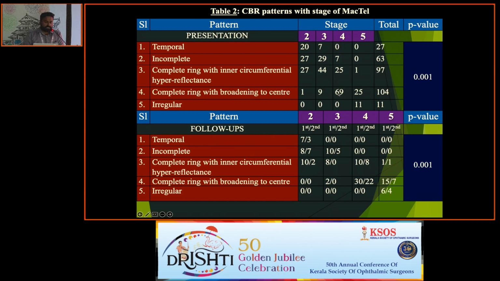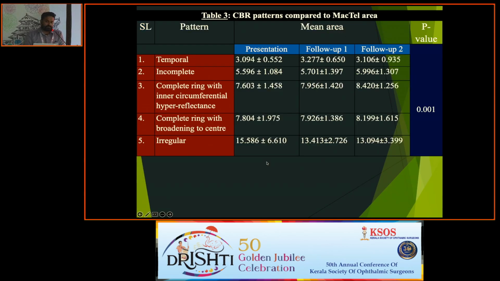The broad pattern was mainly seen in eyes of stage 4 and 5 MacTel, and all eyes with the irregular pattern had stage 5 MacTel, that is the proliferative stage of MacTel, at presentation and at follow-ups. So the CBR pattern was also compared to macular area. Now, macular area is defined as the overall extent of maximum hyperreflectance seen on CBR.